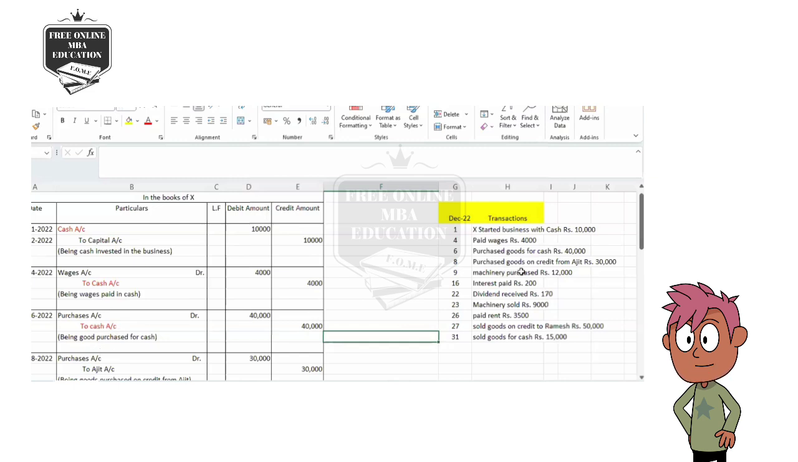Next entry is purchase goods on credit from Ajit. Now here specifically it is mentioned that the goods are purchased, but we have not paid cash immediately. Rather, we have taken those goods on credit. So, purchase goods on credit from Ajit, rupees 30,000. Here goods are purchased, but we have not paid. Rather, Ajit has given the goods.